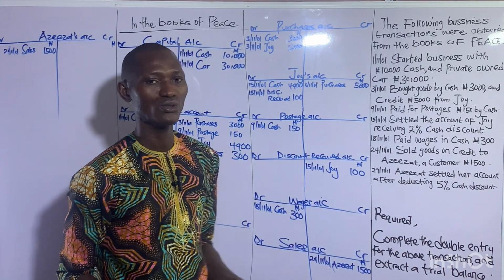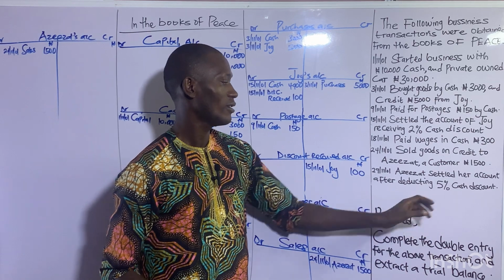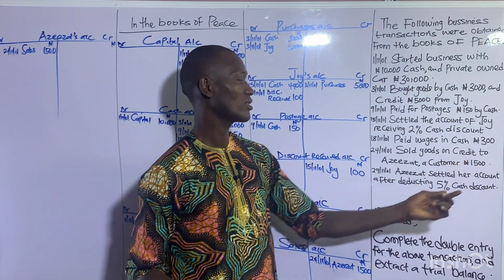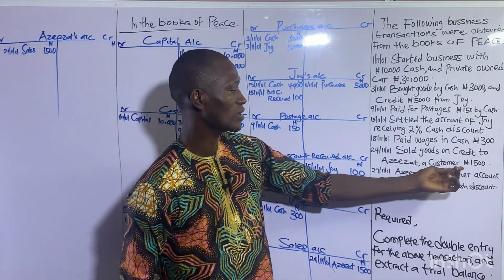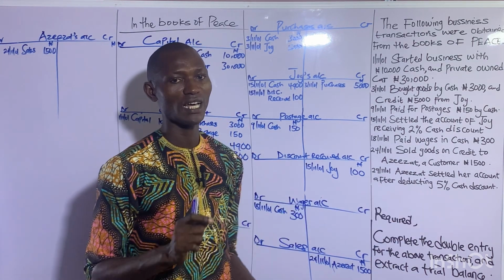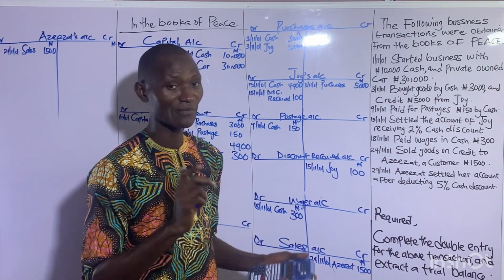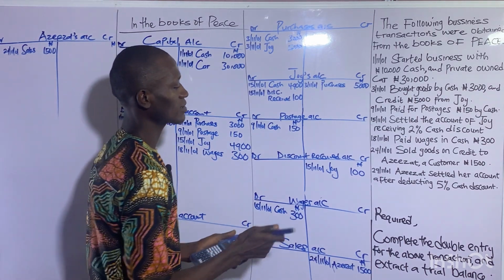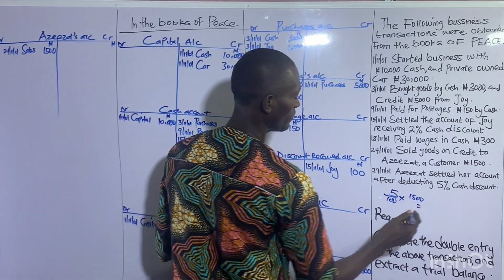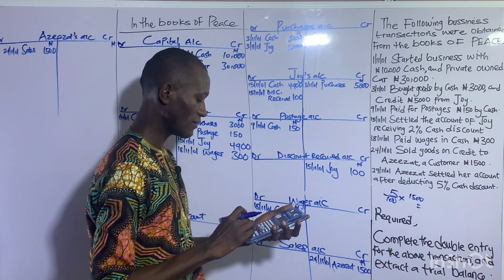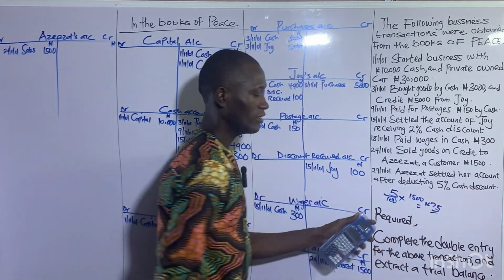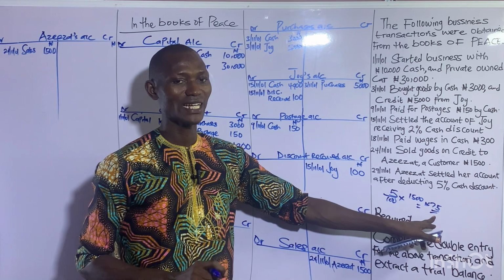Now, we're told also here that Azizat was allowed 5% discount. And don't forget, the examiner is also referring you to this amount, which was the value of the transaction, or of the goods that was sold to Azizat, which is 1.5. So we have to calculate 5% of that 1.5. That's 5/100 times 1.5. Whatever you get is your discount. So 1.5 times 5/100 gives us 75 naira. This is the discount that Azizat enjoyed.